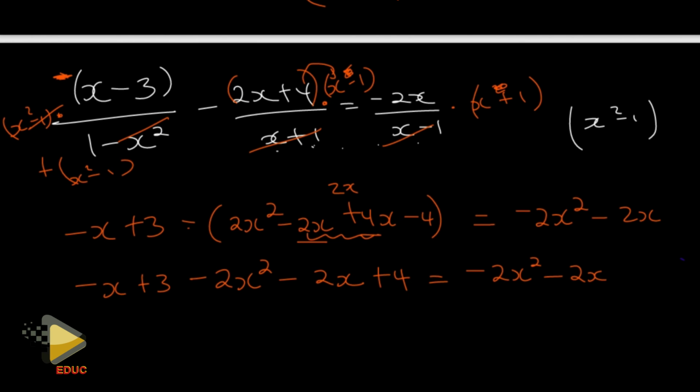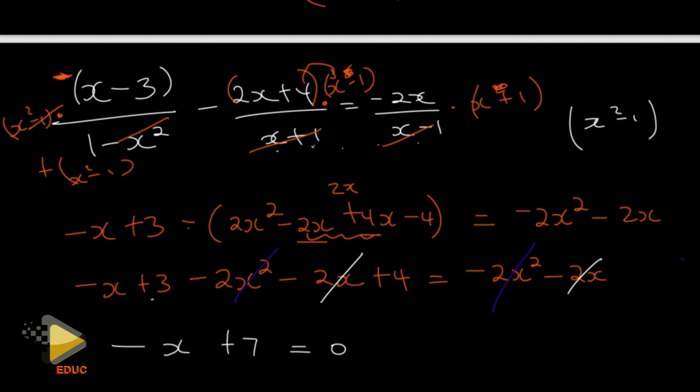Since I'm having a negative 2x squared and a negative 2x squared, this will cancel that. And then I'm having a negative 2x and a negative 2x. This will also cancel that. I mean, they are the same, but on opposite sides of the equal sign. Then I have negative x plus 7 is equal to 0.